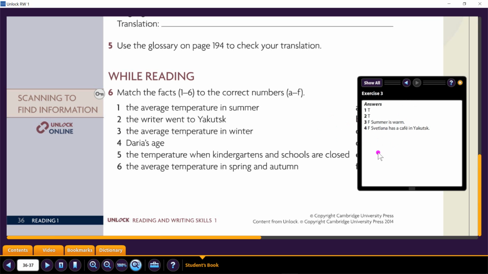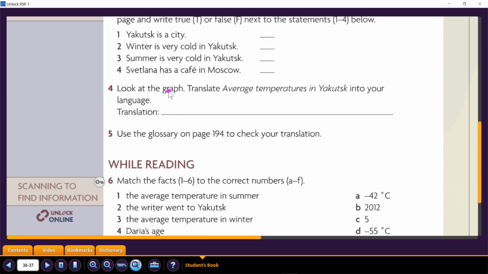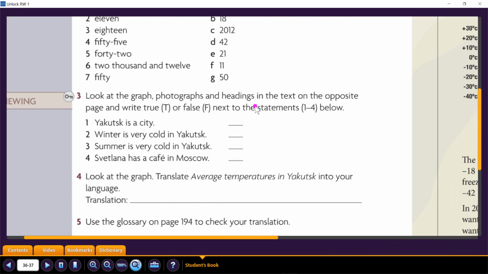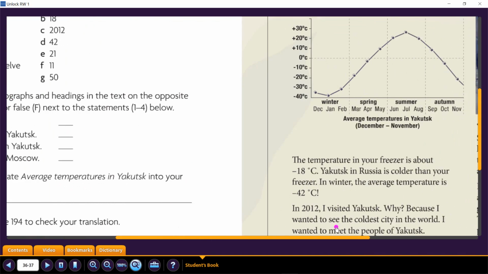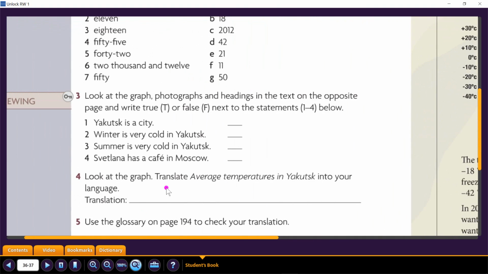So you can now, ladies, pause the video. You can stop the video to check your answers and come back again. Now, ladies, look at this graph. This graph here, ladies, and translate this sentence. Average temperatures in Yakutsk. Translate this sentence from English into Arabic.